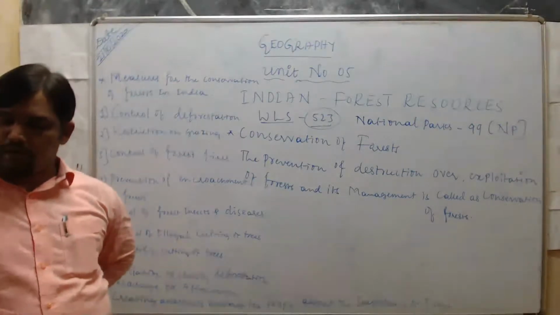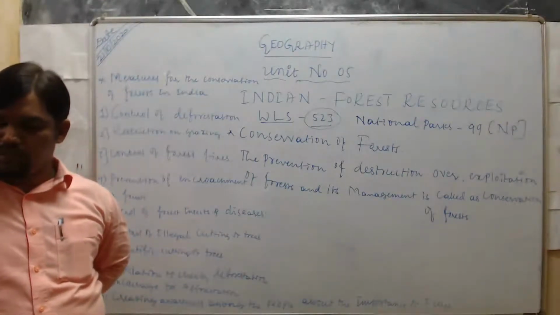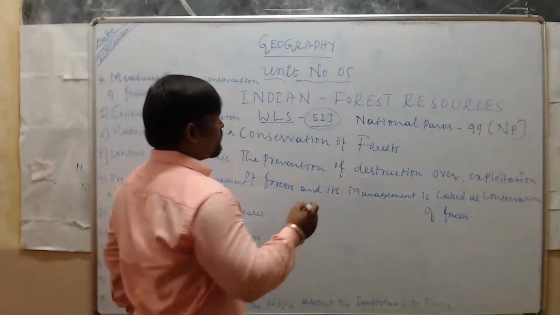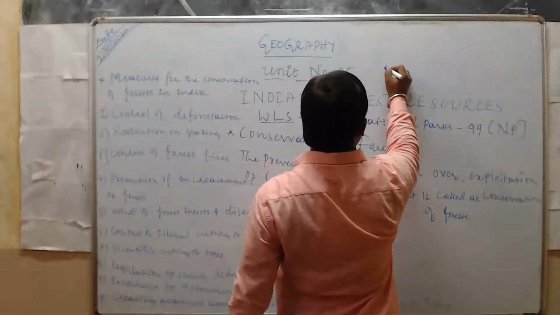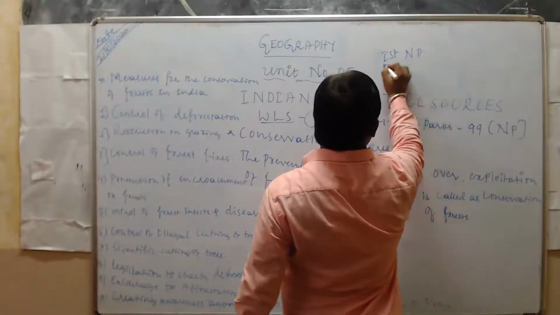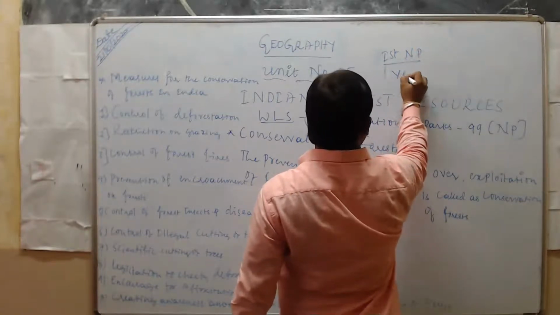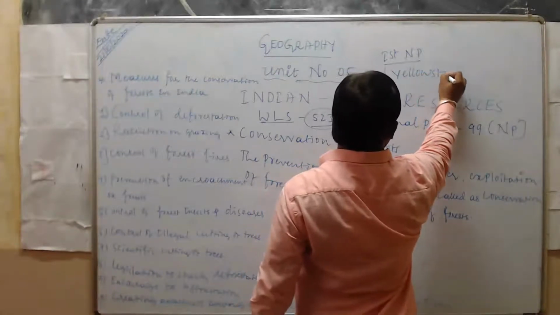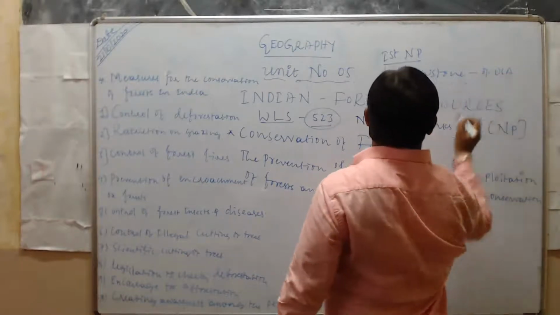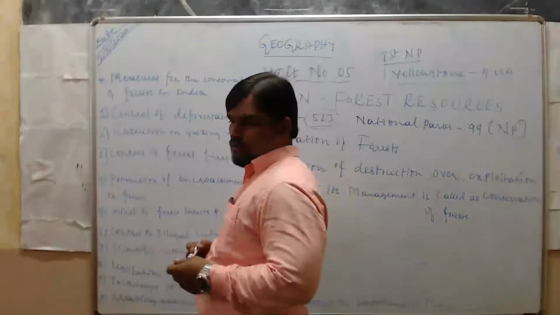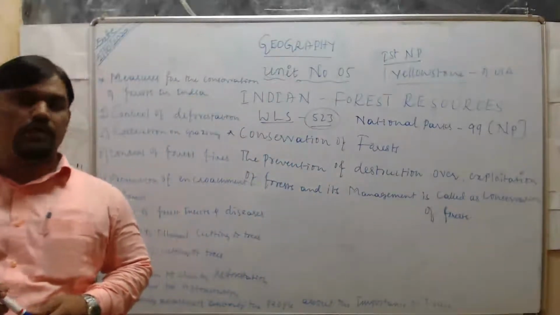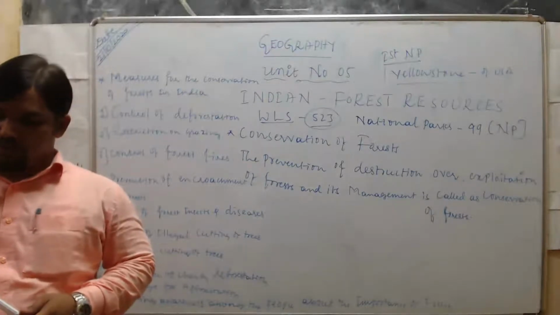The first national park in the world is Yellowstone of USA. Yellowstone is the first national park in the world. In 1872, it was formed.